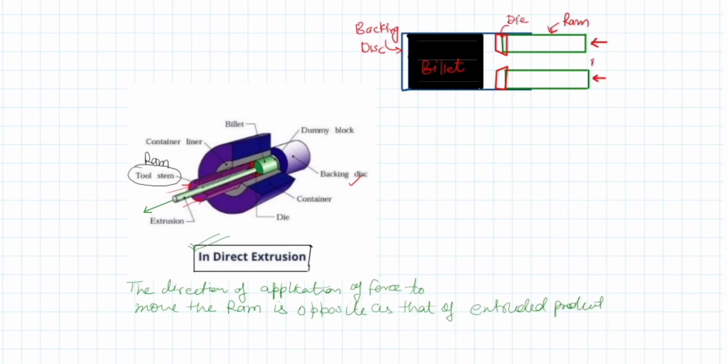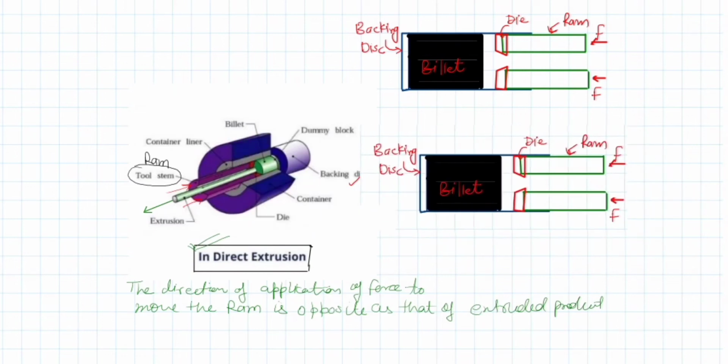So as we apply the forces in this region, what happens is that as the forces are applied, this die and ram assembly moves in this direction, and because of that, when this die makes contact with the billet, this compressive force applied by the rams will deform this billet against it, and the only space left is the shape of the die, which would be like this.